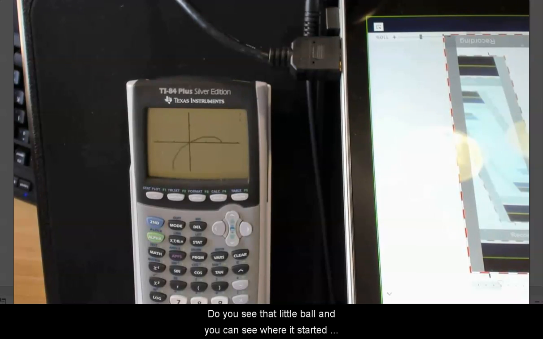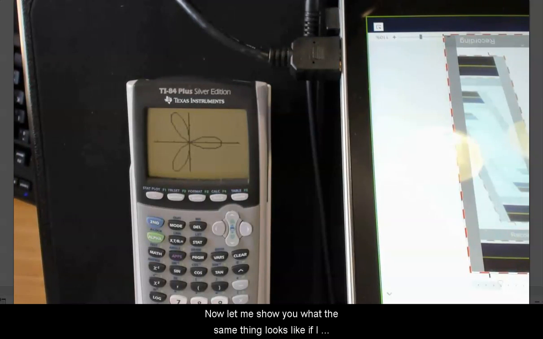Do you see that little ball? And you can see where it started and where it's moving and how it's going around. Notice the ball is now going around a second time. That's how I know that 0 to 2 pi is overkill. I could get one cycle from 0 to pi.